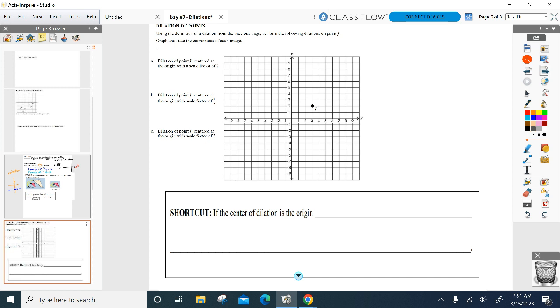All right, we have point J. First thing, I just want to make sure, because this will come in handy at the end of our discussion here. Point J, just let's make a note. It's (3, 2). Okay, so let's make a little note up there that point J is (3, 2).